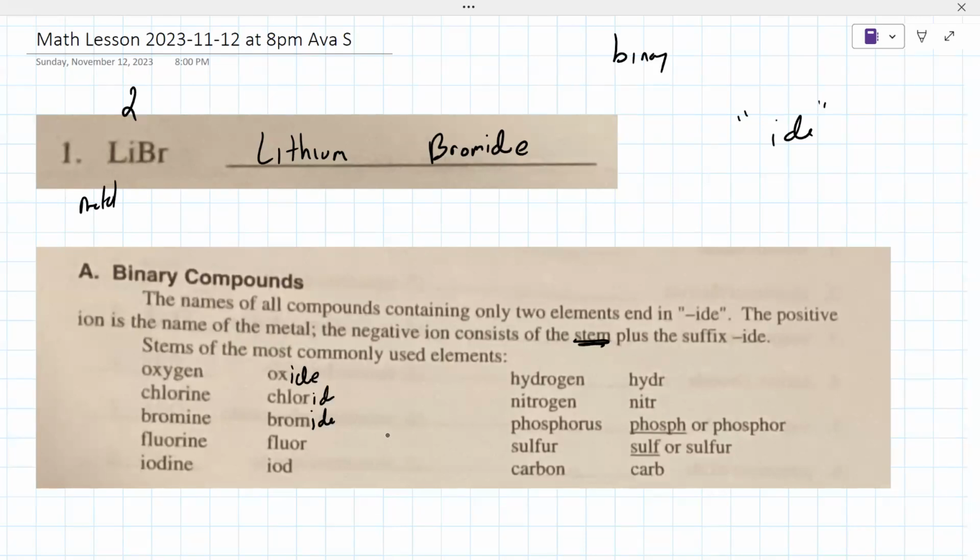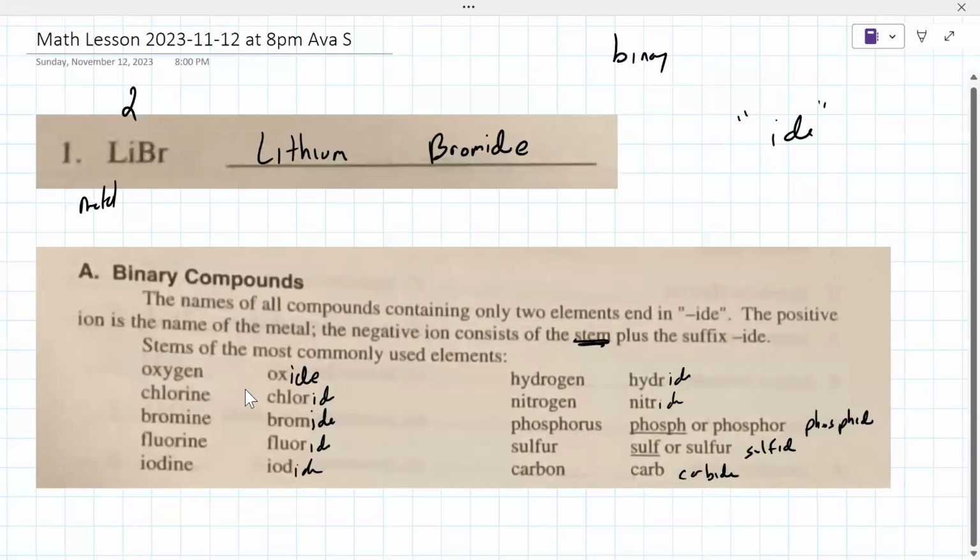So they're trying to tell you that if you see bromine, it's going to be bromide, oxide, chloride, fluoride, iodide, hydride, nitride, phosphide, sulfide, carbide. And that's the only ones there are? Yeah. But it's got to be a positive ion and a negative ion. And I think the teacher's trying to give you the full list here. There's not going to be an exception or something outside of this list.